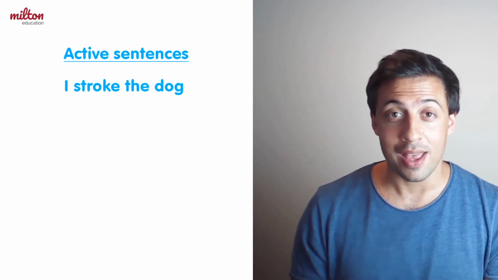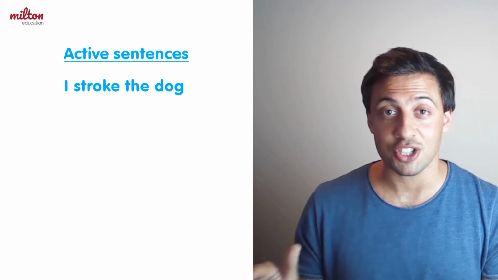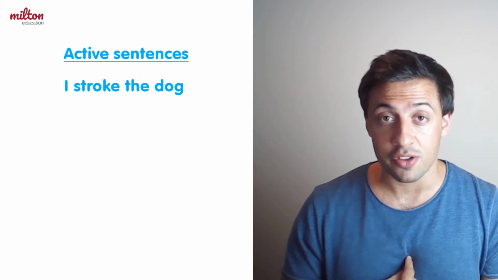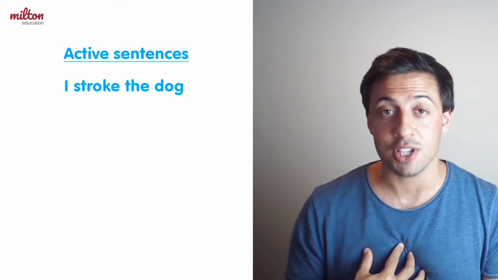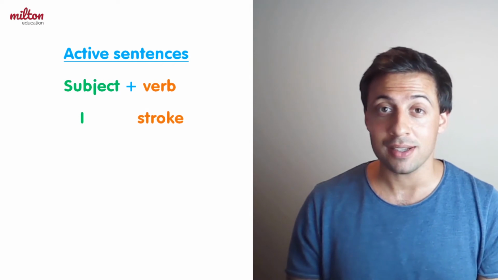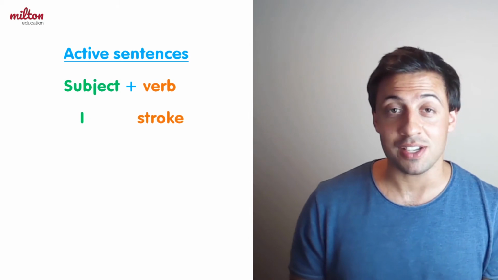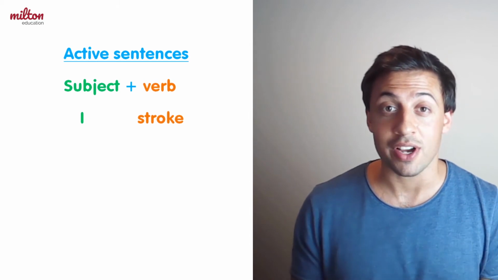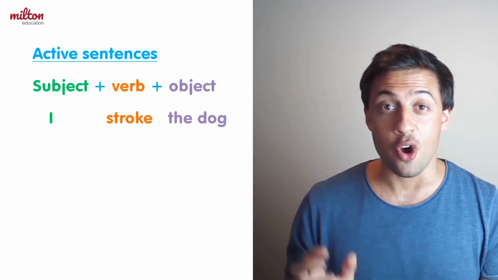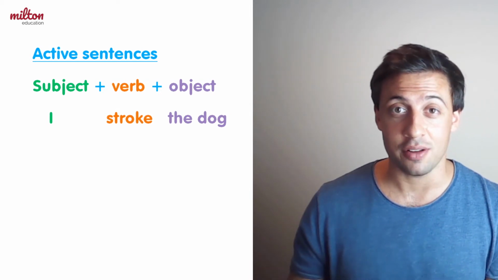For example, in the sentence, I stroke the dog, the person doing the action is me, so I. I stroke the dog, so I am the subject. An active sentence looks like this. Subject plus verb. I stroke. And in this example, I want to say what I stroke, which is the dog. This is called an object. The object receives the action.